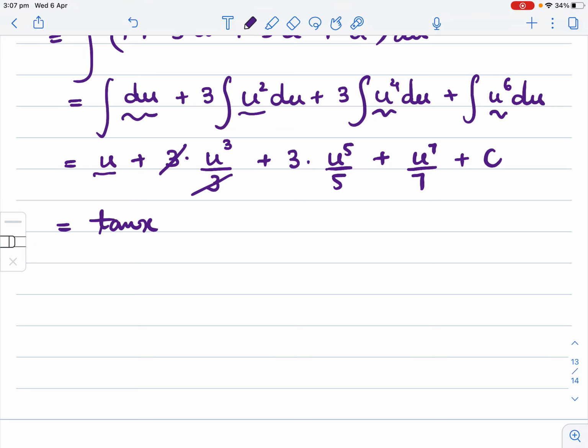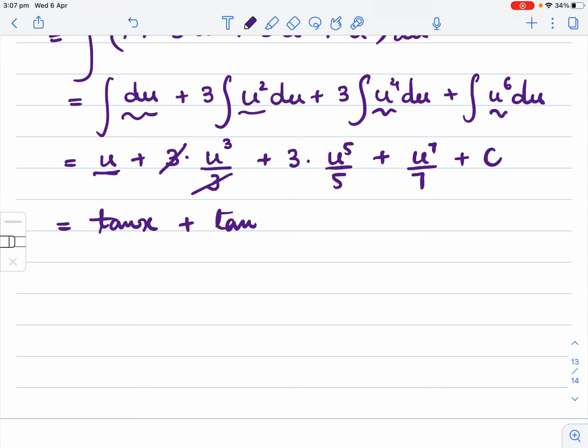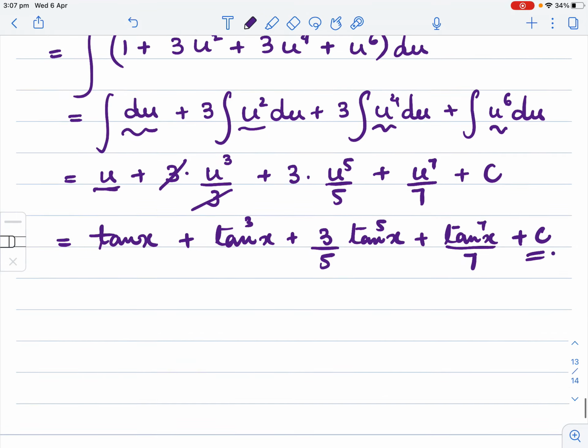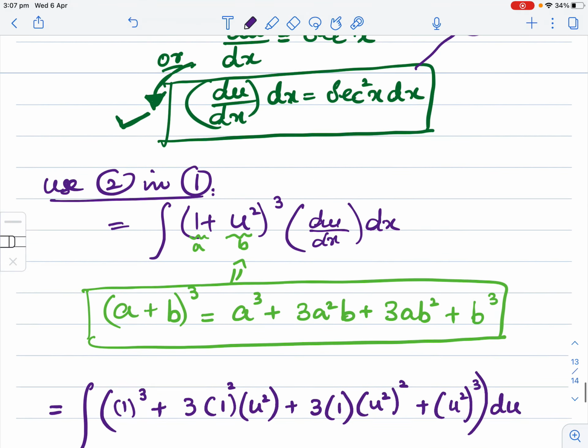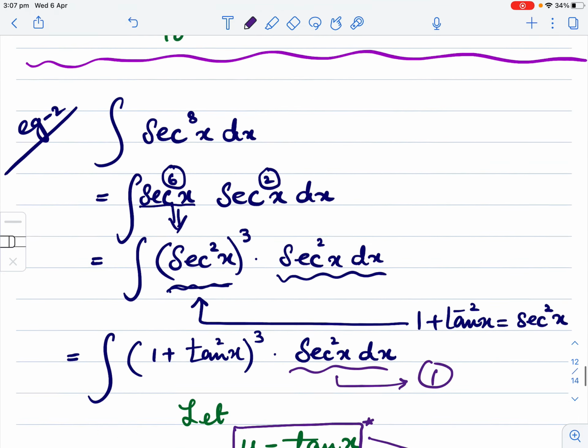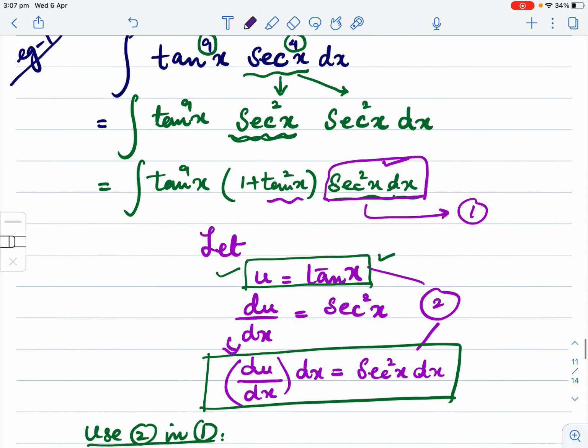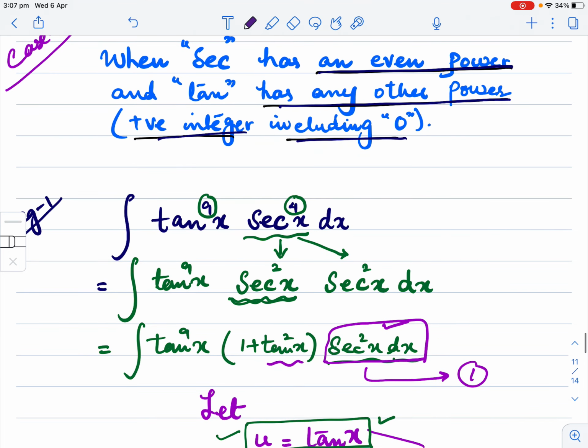So I can write tan x. I'm substituting the value u plus tan^3 x plus 3 by 5, tan^5 x plus tan^7 x over 7 plus c. So this is the second example, and I explained to you in detail how we solve these types of integrals when sec has an even power and tan has any other power.